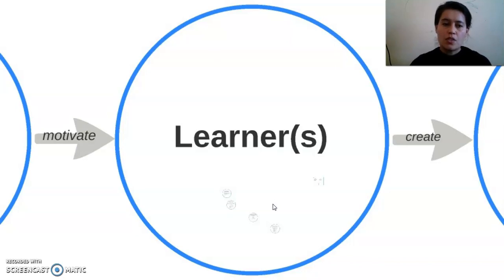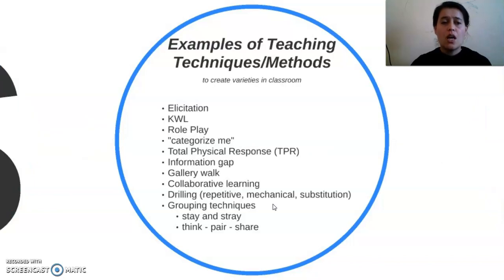And now we will speak about learners. So it's the end of the first part of the lesson. Later we will continue.